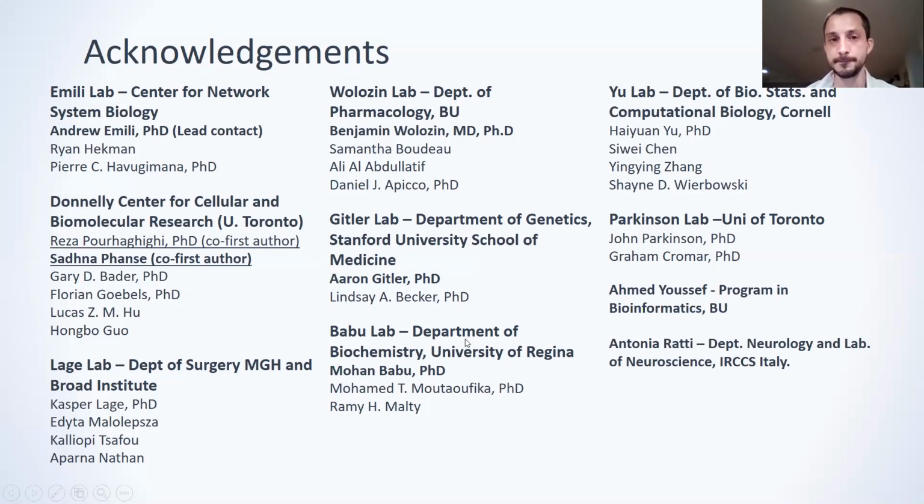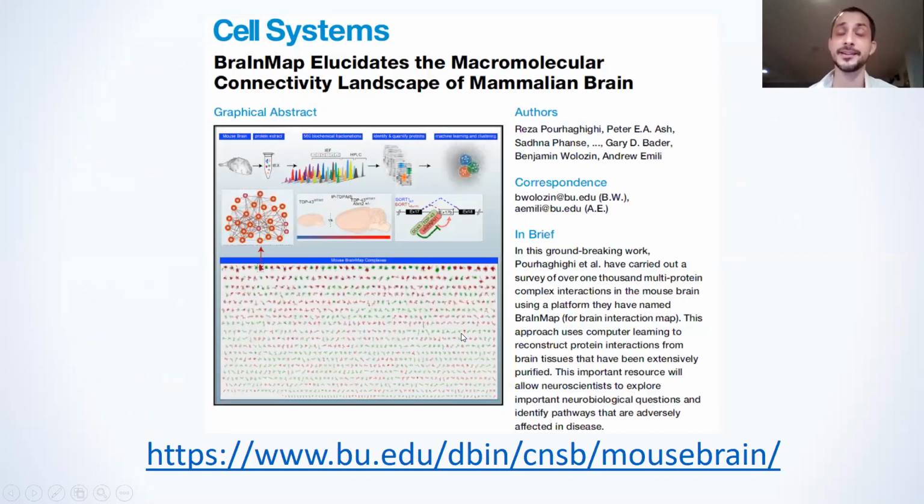So this work was published at the start of this year in Cell Systems under the title BrainMap Elucidates the Macromolecular Connectivity Landscape of the Mammalian Brain. And the resource is live at the website that you can see at the bottom. And I invite you all as neuroscientists to explore that resource, to look for the protein-protein interactions of your favorite gene of interest.